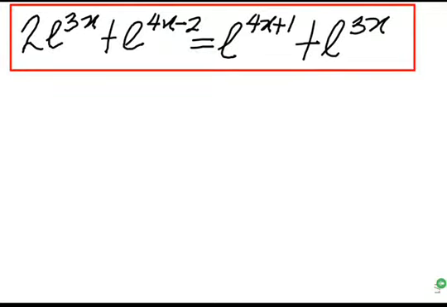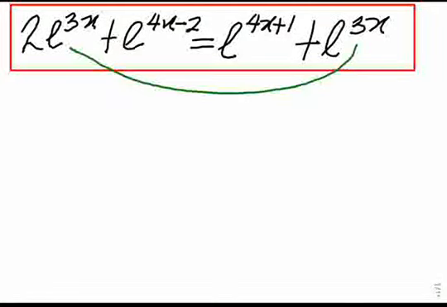In this video, I am providing the solution to this exponential equation. We are solving for x, and we are given that 2e^(3x) + e^(4x-2) is the same thing as e^(4x+1) + e^(3x). The first thing I'm going to do here is to collect like terms.